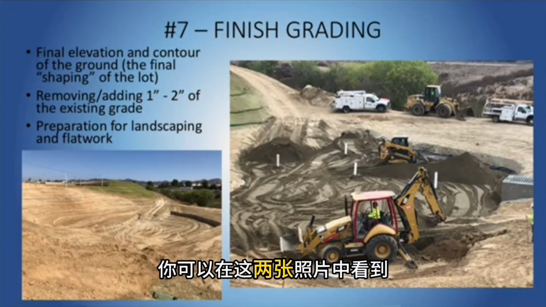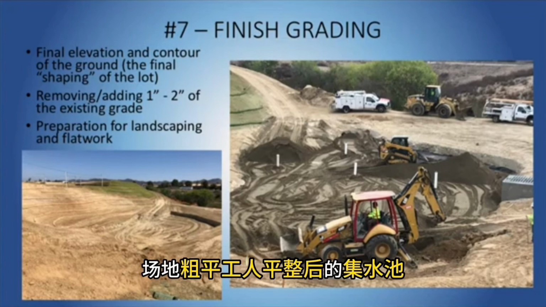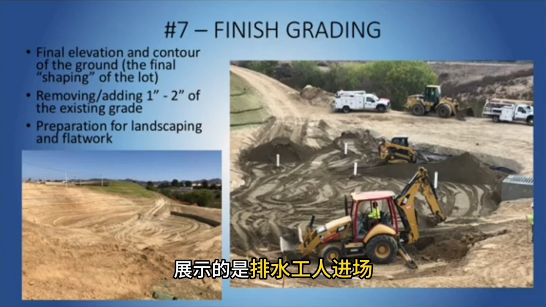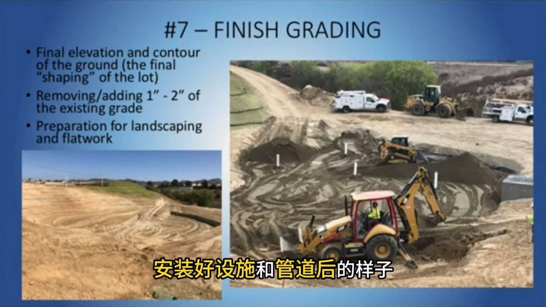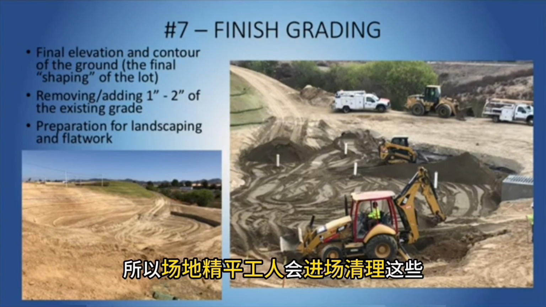You can see in these 2 pictures here, kind of like a before and after. The one on the left shows a basin right after the rough grader graded it. And then on the right there, that's what it looks like after the wet utilities guy went in there and installed his structures and his pipe. And you can just see how many more mounds of dirt are there. And so the finish grader is going in there and really cleaning that up.